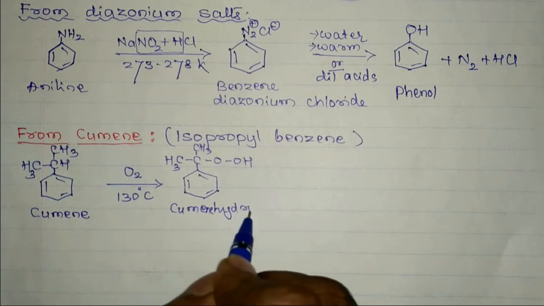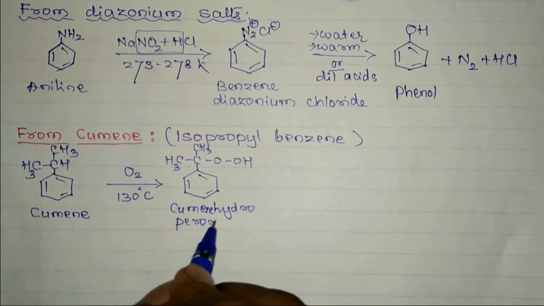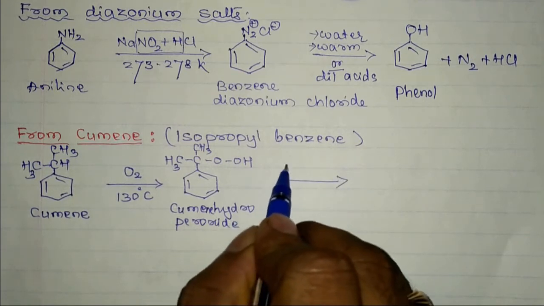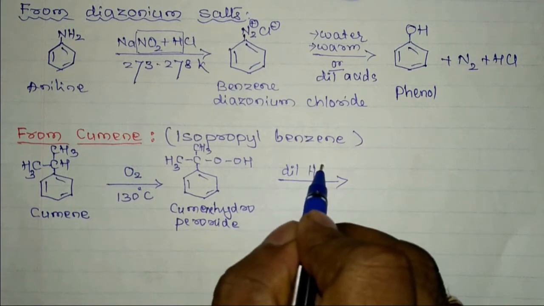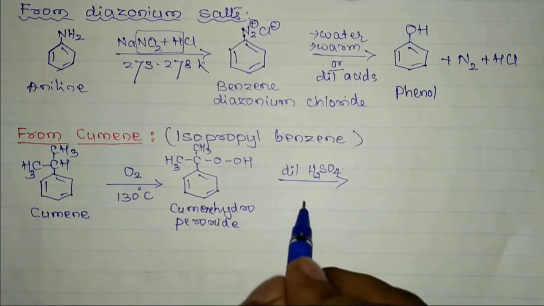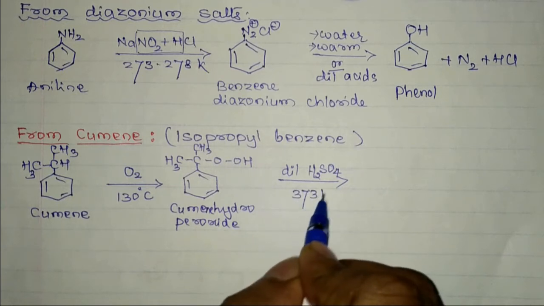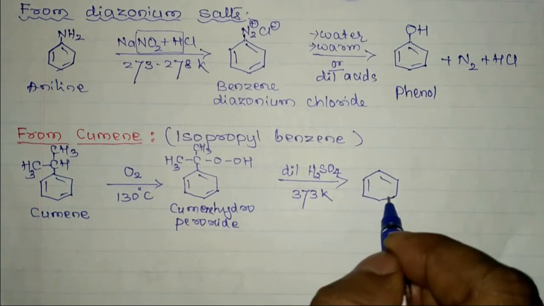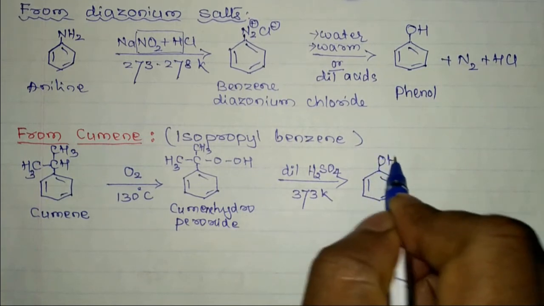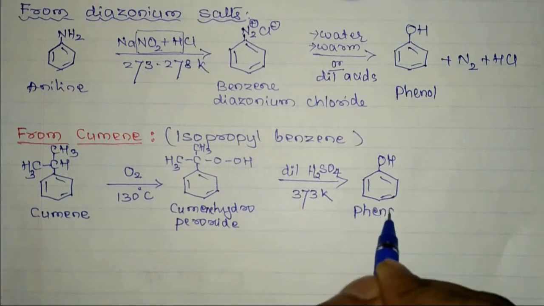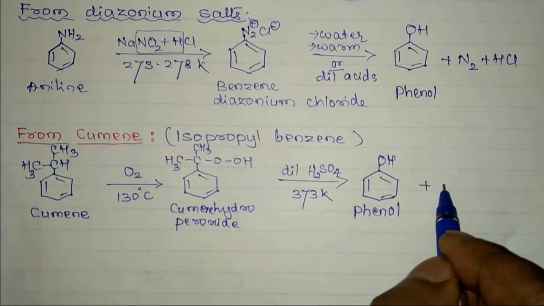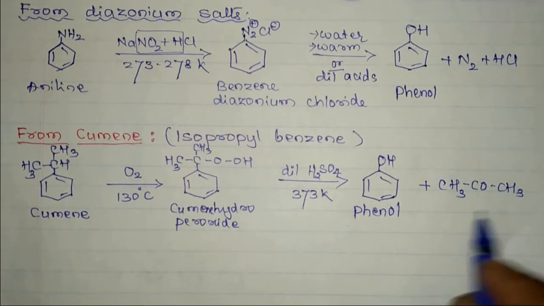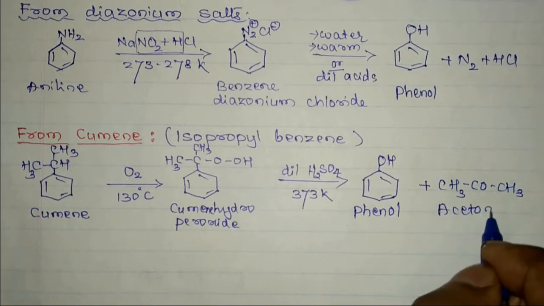Cumene hydroperoxide is treated with dilute acid. Here I have taken H2SO4 at 373 Kelvin. You are going to get phenol, OH, as well as another useful byproduct, acetone or propanone.